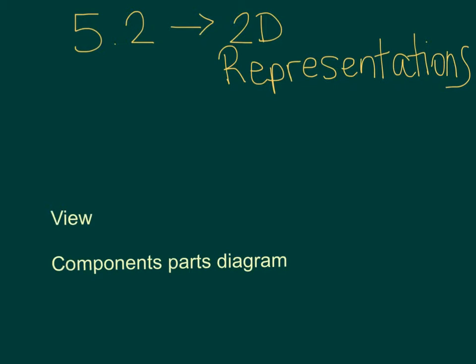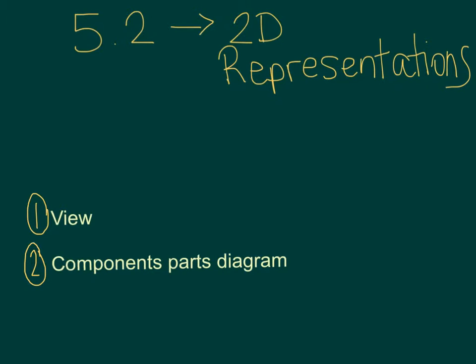This video is on section 5.2, 2D representations. The first thing we're going to be looking at is what we call a view. A view is a flat representation of each side or face of a figure. So it just shows one side of the object. The component parts diagram shows all parts from different angles.